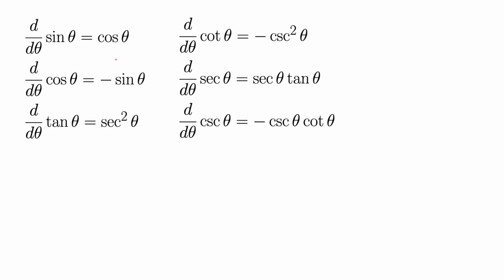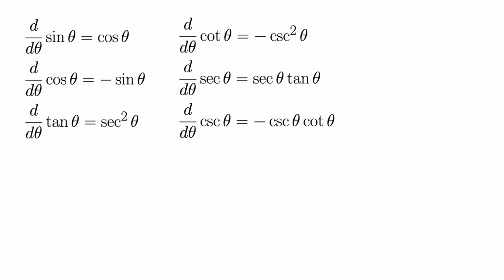Here's something to note. Anything with a co in the original function gets a negative in the derivative. So cosine gets negative sine. Cotangent, negative cosecant squared. Cosecant, negative cosecant cotangent. So that helps a little bit in encoding this.